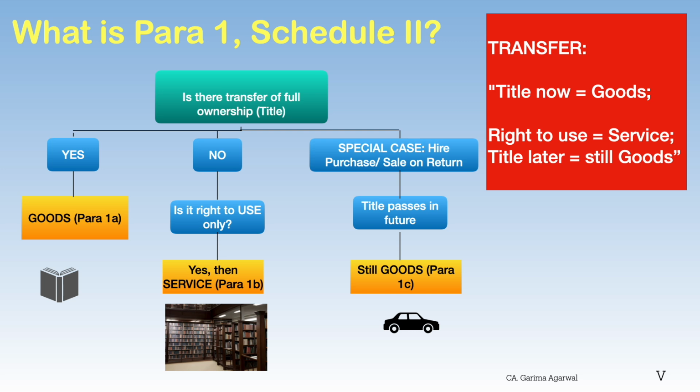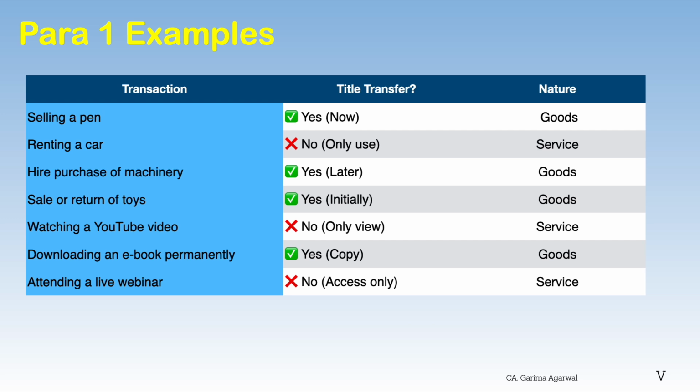So before GST, lawyers made crores fighting over whether a software is a good or a service. The government got fed up. So they introduced the Schedule 2 with one clear intent. Look at the paperwork, not the item. If the invoice says ownership passes, it is basically goods. If it says only right to use, then it's service. So basically, if you get this intent, then you will never forget this para, right? Now let's take some examples of this para.